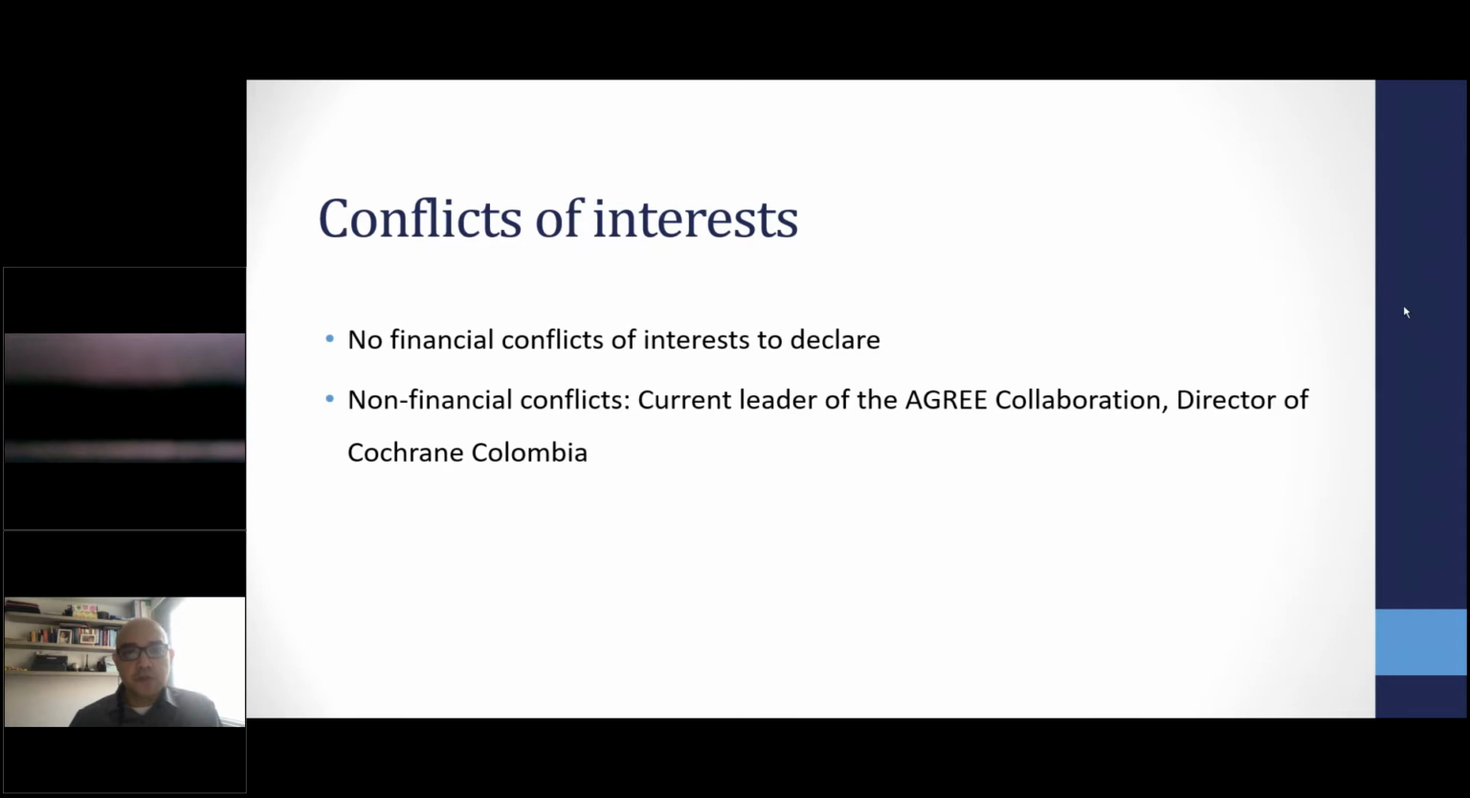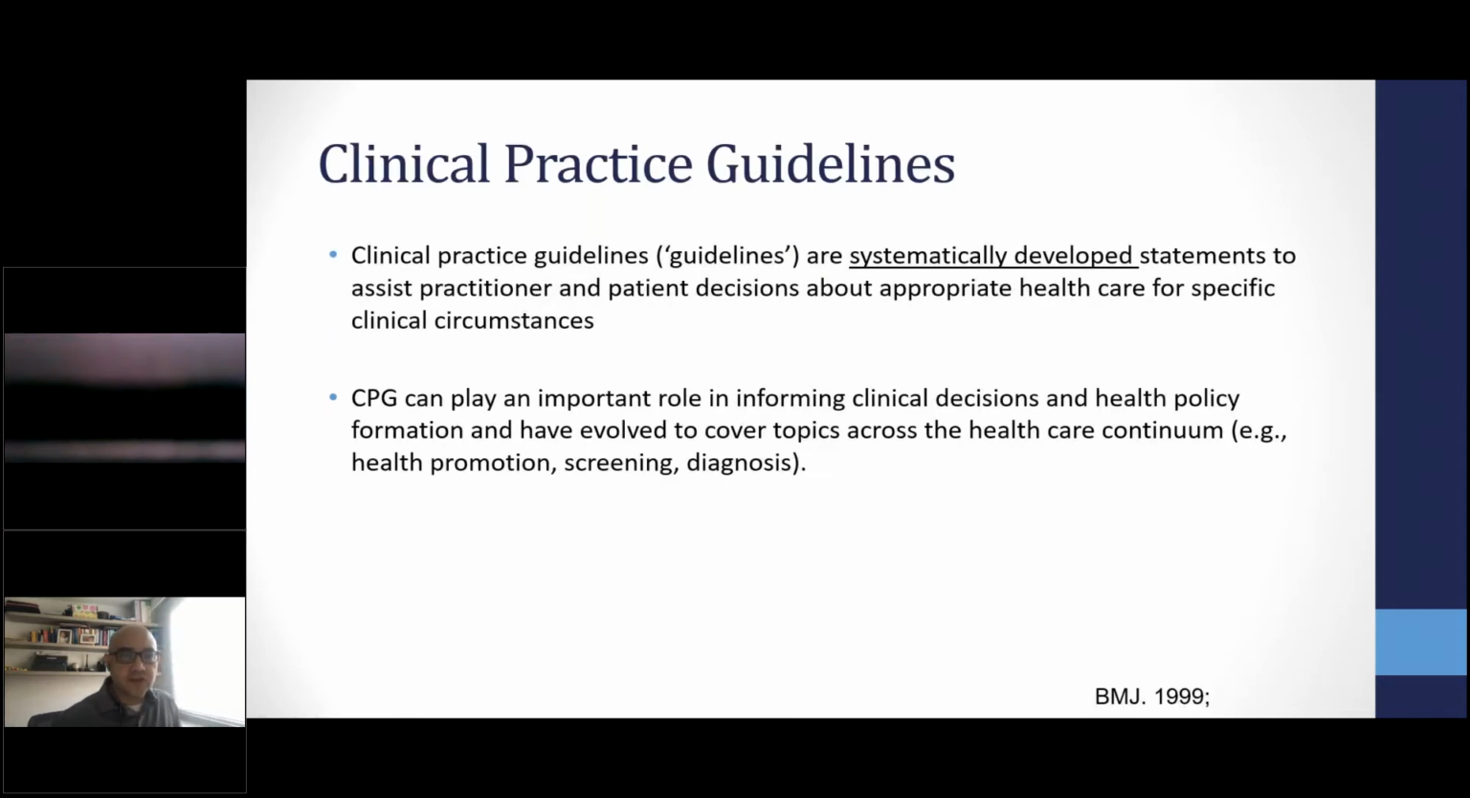Next, please. So to start, our definition of what is a clinical practice guideline. Guidelines are systematically developed statements to assist practitioner and patient decisions about the appropriate healthcare for a specific clinical circumstance. There are a couple of additional definitions out there, like the WHO's, but I will use this, which is a good summary of what guidelines are: recommendations or statements that are systematically developed.